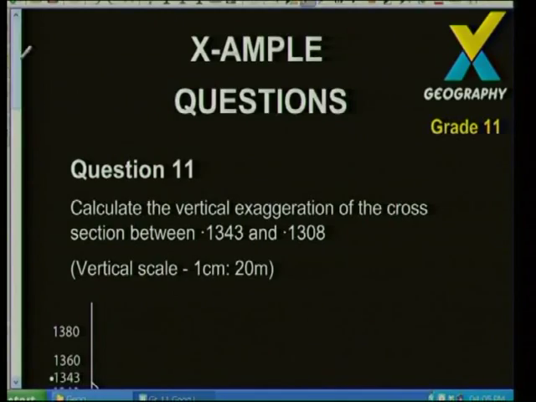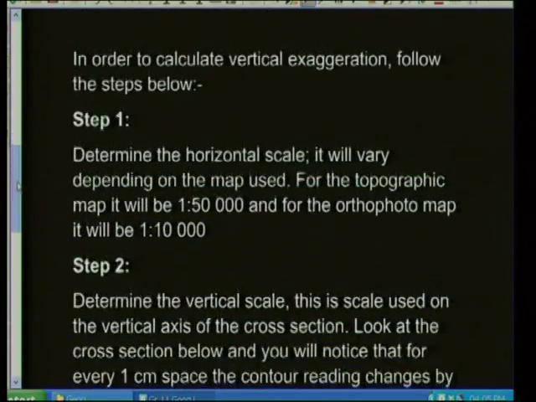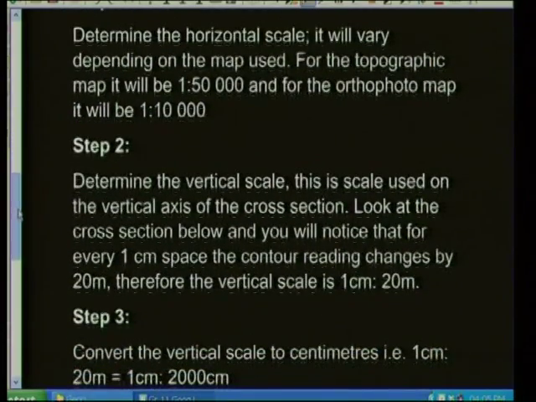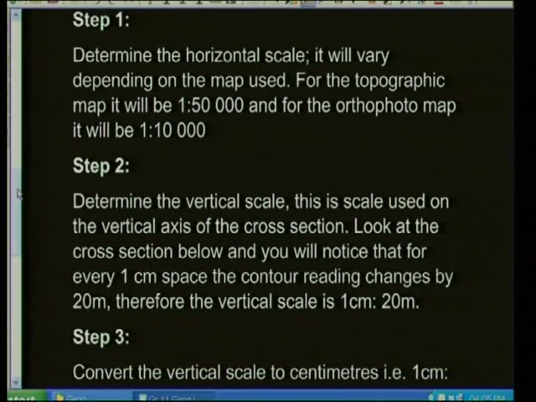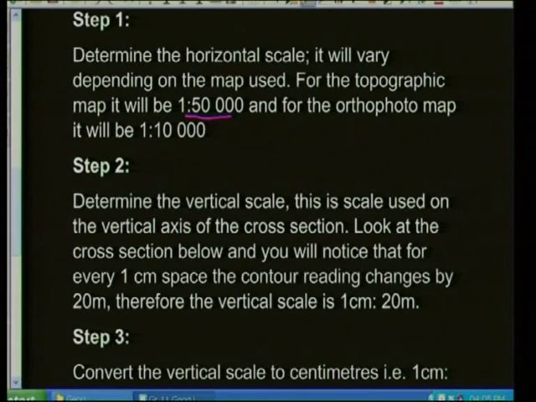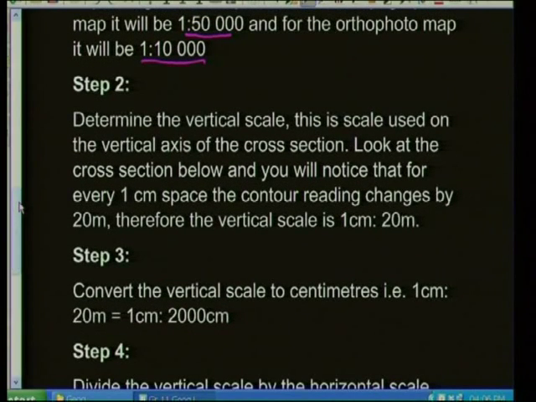Please note again, check which photo or map you are using and use the scale accordingly. Vertical scales can change. In our last one, the vertical scale was 1 centimeter is to 20 meters. That's how we exaggerated it vertically. Let's look at this cross section. The horizontal scale will vary between the orthophoto and the topographic map, depending which one you're using. The vertical scale can change also. In this case, in our cross section, it was 1 centimeter is to 20 meters.